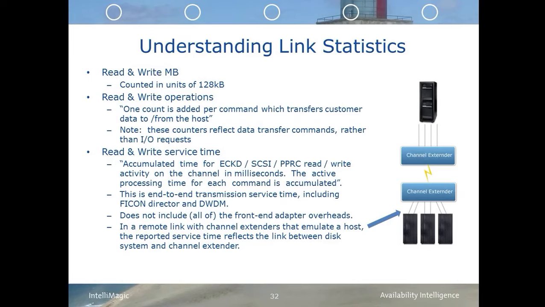The service times are accumulated based on how long the link is actively processing each command. This does not include all of the overhead on the host adapter, as there may be some asynchronous processing that goes on. When the link sends data over an extended distance through a FICON director or DWDM, dense wave division multiplexer, the distance latency will be included. If a channel extender is in use, then the link time only reflects the time between the disk system and the channel extender port.